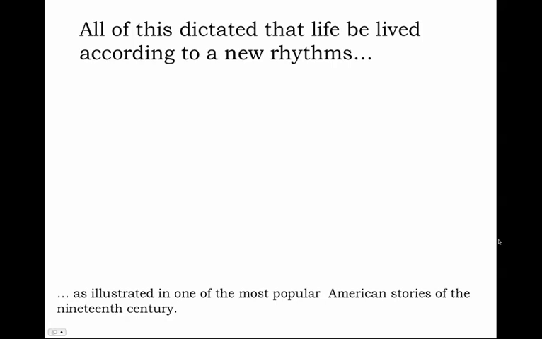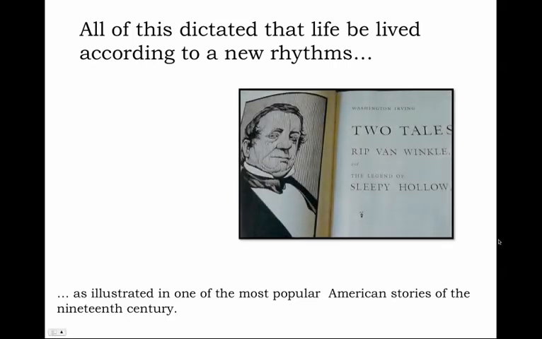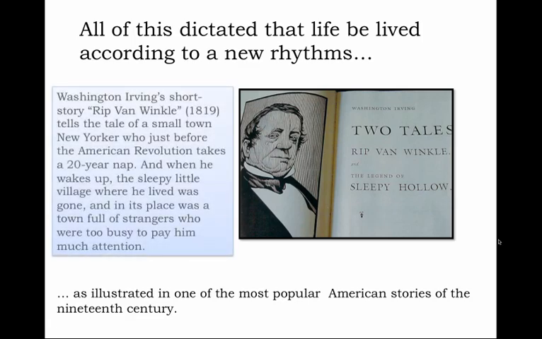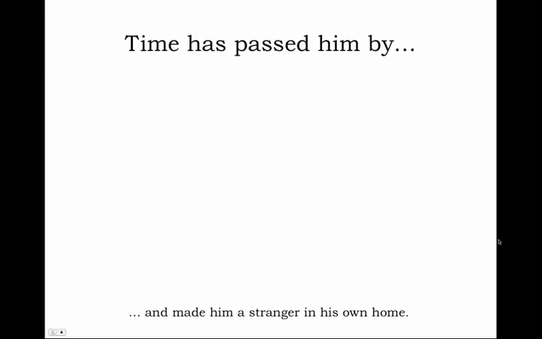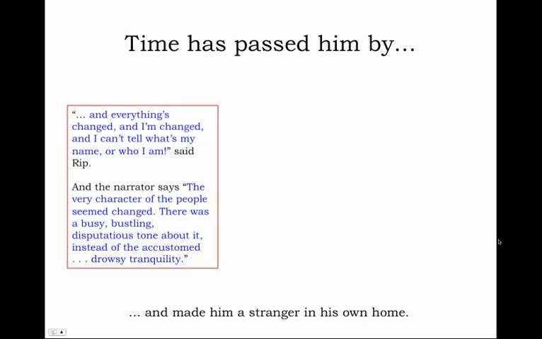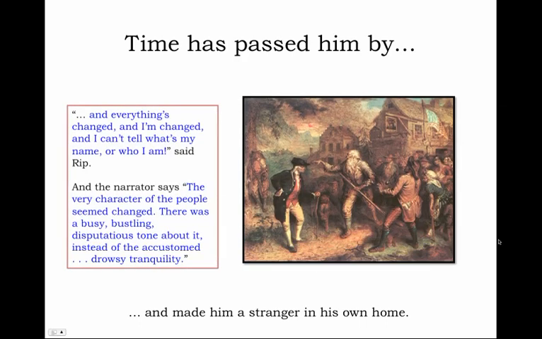All of this dictated that life be lived according to new rhythms, as illustrated in one of the most popular American short stories of the 19th century, Washington Irving's Rip Van Winkle. Rip Van Winkle, published in 1819, tells the story of a fictional small-town New Yorker who, just before the American Revolution, famously takes a nap, but not just any nap, a 20-year nap. When he wakes up, the sleepy little village where he lived was gone entirely, and in its place was a town full of strangers who were too busy to pay him much attention. It seems that time had passed him by and made Rip Van Winkle a stranger in his own home.